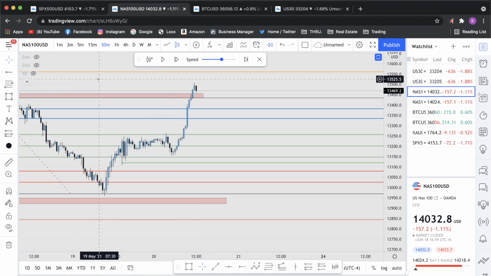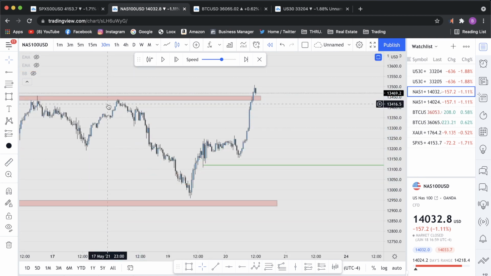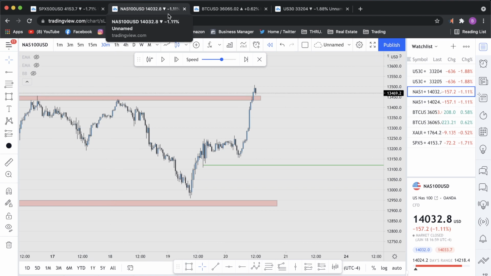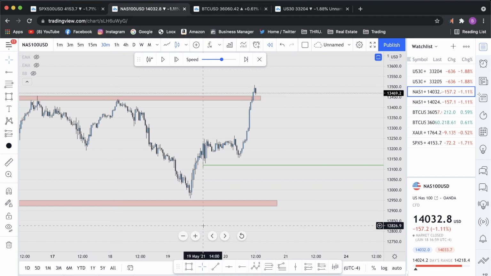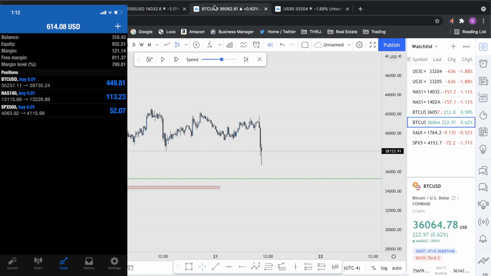Yeah, that looks about right. At this point, I closed out my SPX trades and my NASDAQ trade. By this point, I was already inside of a Bitcoin trade. So let's go ahead and just put this in replay mode real quick.